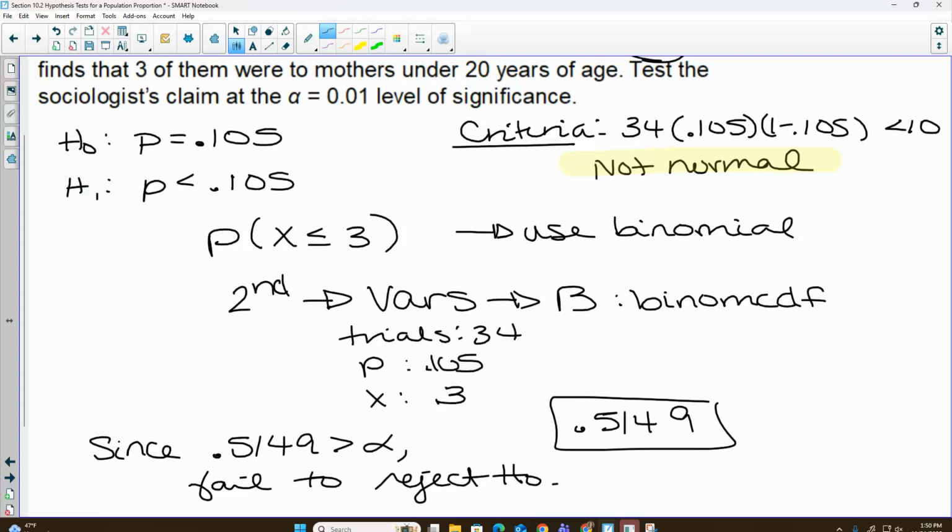Did you do 0.15, not 0.105? Oh, hit enter.